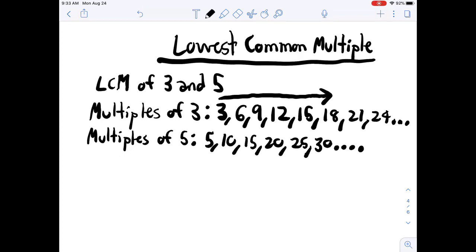So let's start. 3 is not a multiple of 5, obviously. Neither is 6, or 9, or 12, but 15 is shared by both of these numbers. So 15 is the lowest common multiple of 3 and 5.